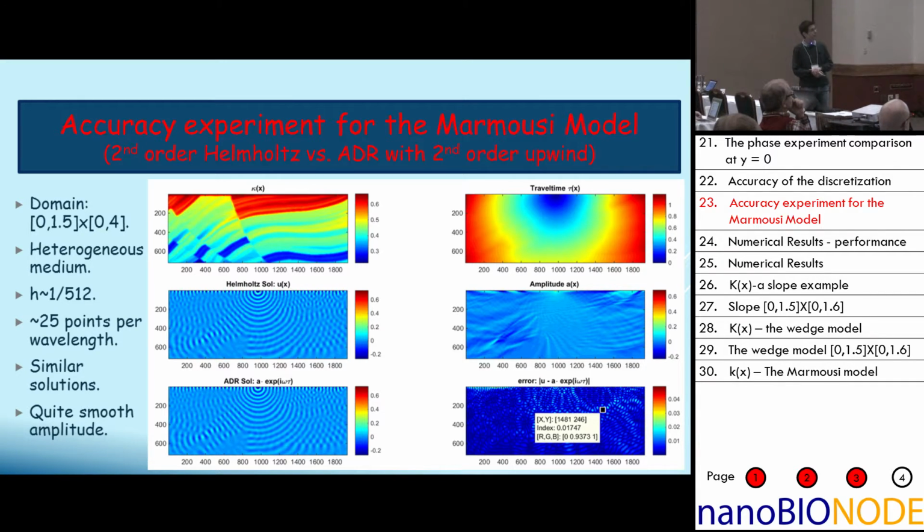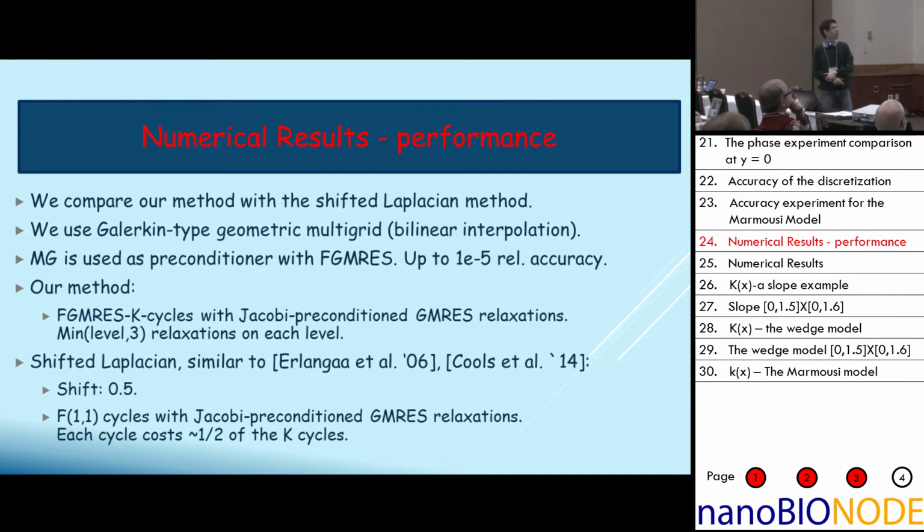So again, this is the difference between Helmholtz and ours. I believe that this is what approximately would be the error here in both options. Okay, so now we'll see some numerical results, how we actually solve this thing. So we compare our method with the shifted Laplacian method. This will both be our implementation.